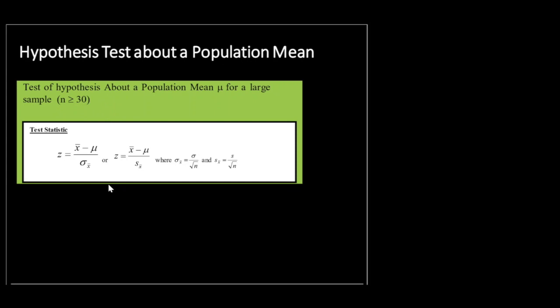So when the sample size is large, what does the central limit theorem say? It says that when the sample size is large, then the sampling distribution would be approximately normally distributed. So in this case, we would be using the standard normal distribution. So the test statistics would be denoted as Z star.